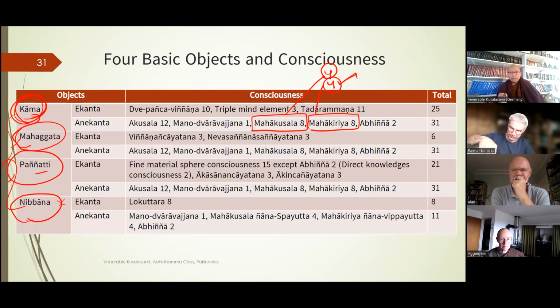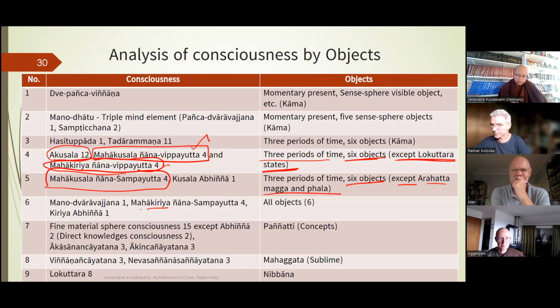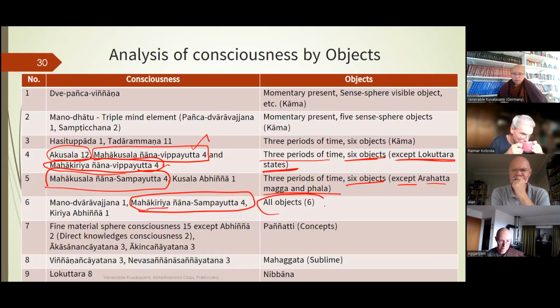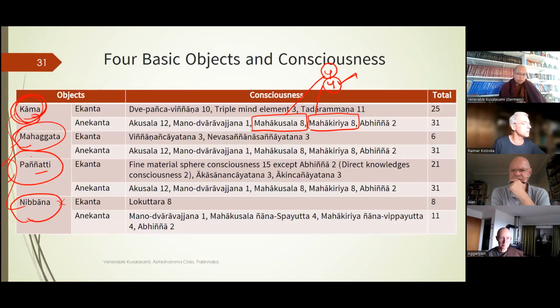And next, great functional consciousness with knowledge is here, Mahakiriya Nyana Sampayutta. This takes all objects without exception. So four great functional consciousness with knowledge take the objects of all these four.